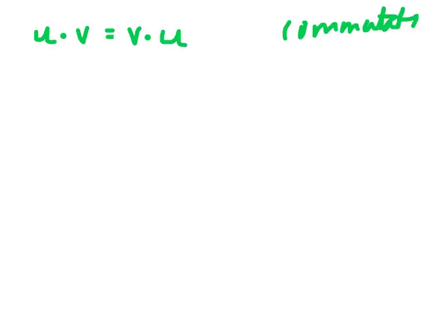There are some other properties we need to know. U dot V is equal to V dot U. If you remember, that's really kind of like the commutative property. It is the commutative property. The commutative property basically holds for vectors.